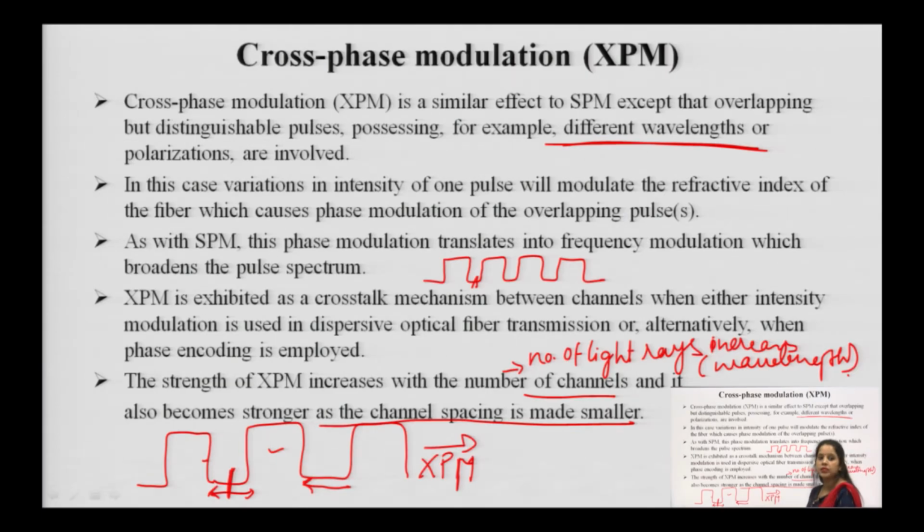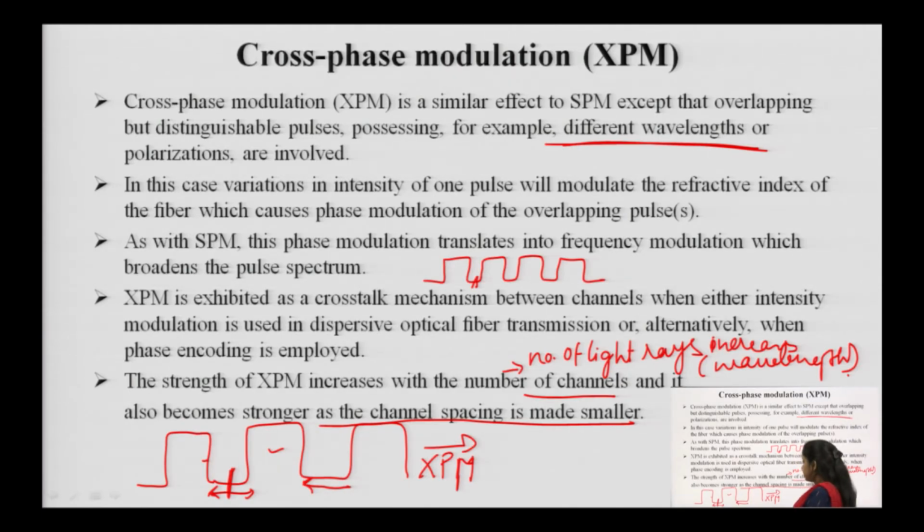spacing is made smaller. So, what we have learned in this particular part is that if we have to reduce the XPM type of Kerr nonlinear effect in optical communication, then we have to reduce the number of channels, because that means the number of wavelengths of light rays entering into the fiber should be less, and channel spacing should also be less.